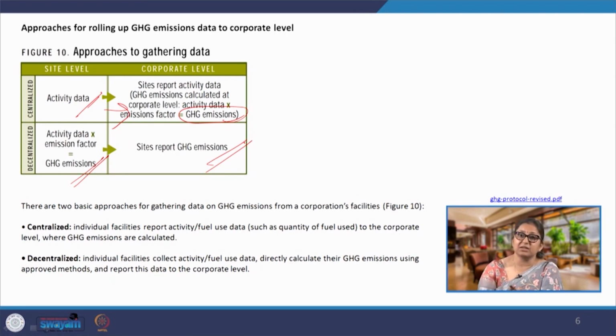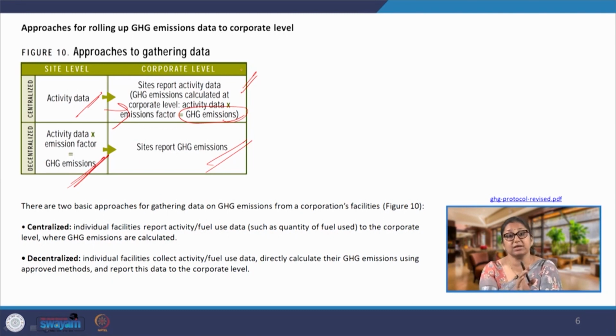Both have their advantages and disadvantages. Here in this case, we need people to be able to understand the data that is coming in and then to convert it into emissions. So, we need more manpower here. In this case, we need centralized manpower. So, this is centralized, we need centralized manpower. Here we would need decentralized manpower.